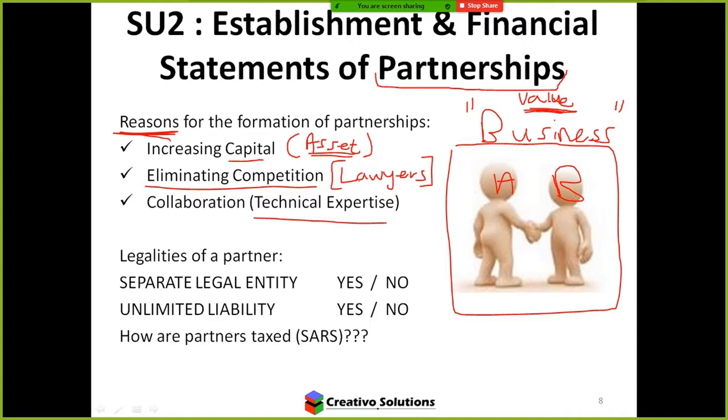But the first reason that you obviously want to consider is more resources. Resources in the form of capital, which is assets, money, or skills. Collaboration, working together. 1 plus 1 can equal 3 when you have good synergy. So just remember that. They're separate. So if they're separate, I want you to answer these questions. The first one, just go yes or no in the chat. Is a partnership a separate legal entity?